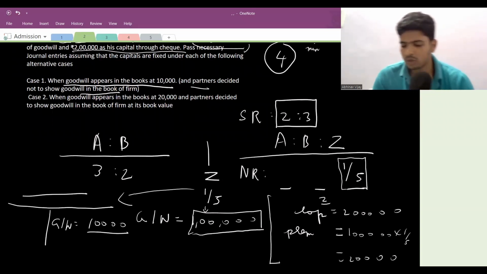So now, if A and D are gaining, then what is the sacrificing ratio now? Sacrificing ratio will only be among the partners who sacrifice. It's simply 3:7. Only B and C sacrifice, so 3:7 is the sacrificing ratio.